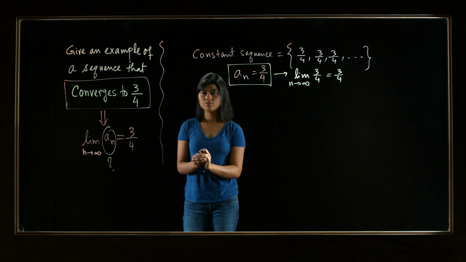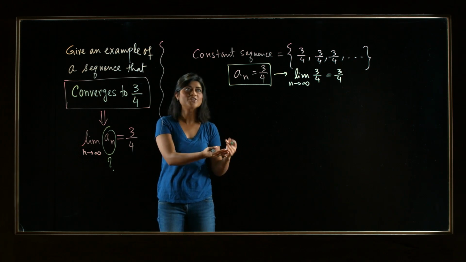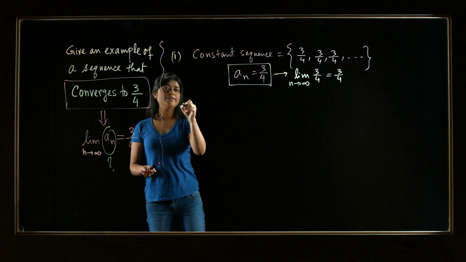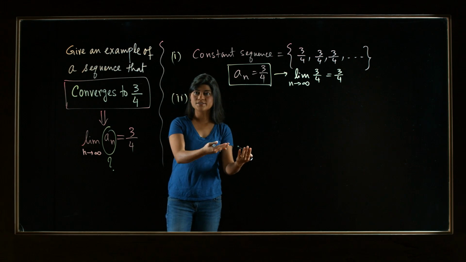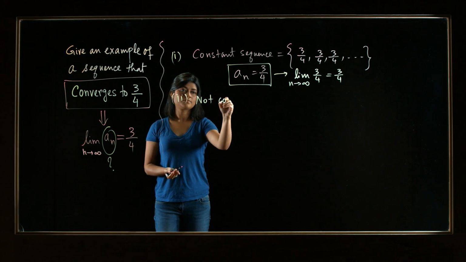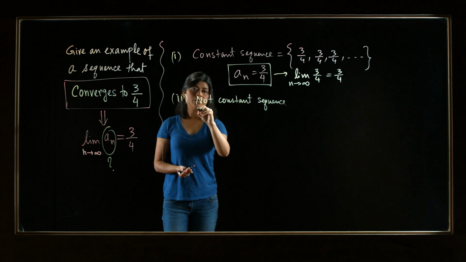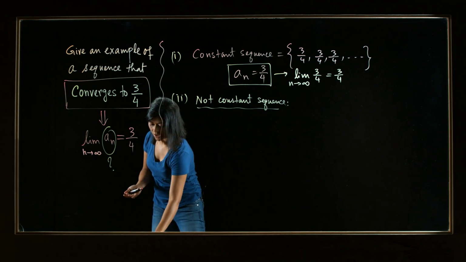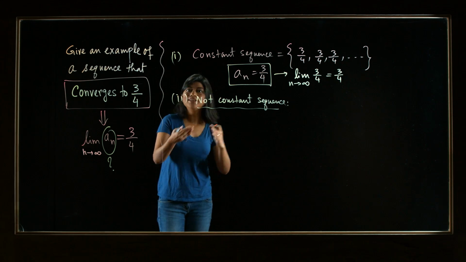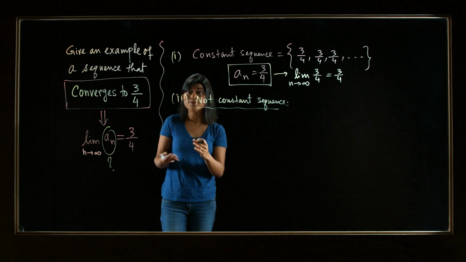Now, here's the thing. What if you don't want a constant sequence? Or what if you're wondering, are there any other sequences that also converge to 3/4 that are not constant? So let me give you an idea of how to construct a non-constant sequence that might also converge to 3/4. You should start thinking of the well-known sequences that you have seen and whose limit you know. Remember, whatever sequence you choose, you have to make sure it converges, so the limit exists.